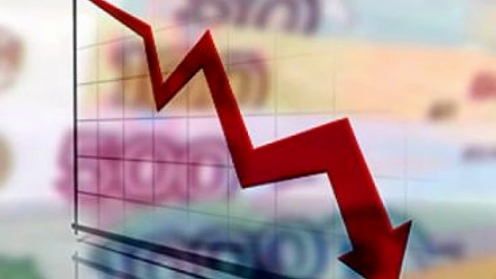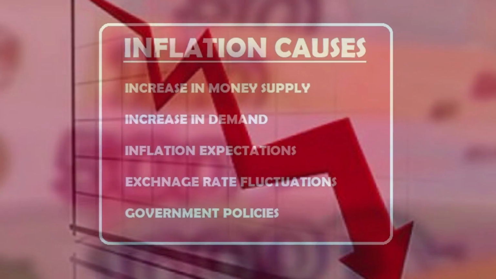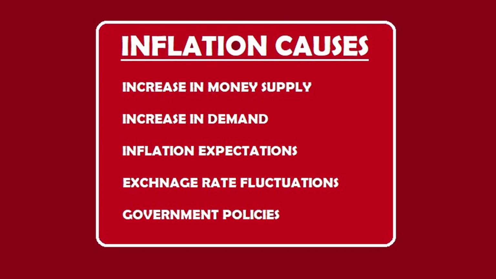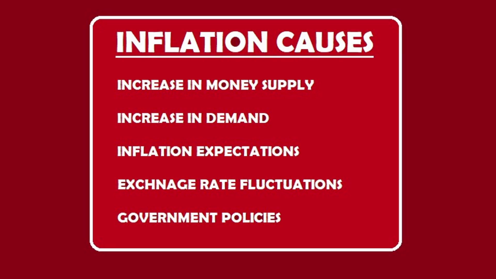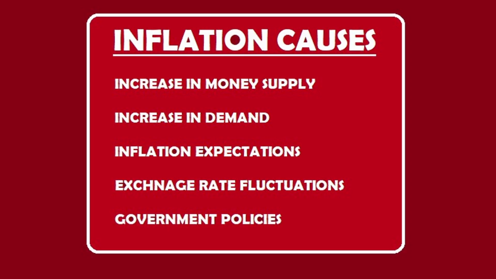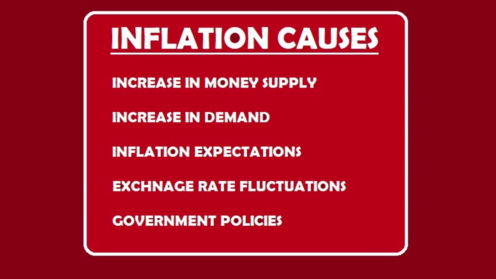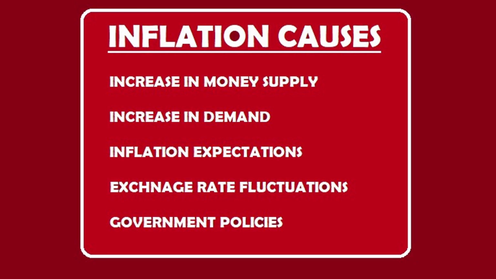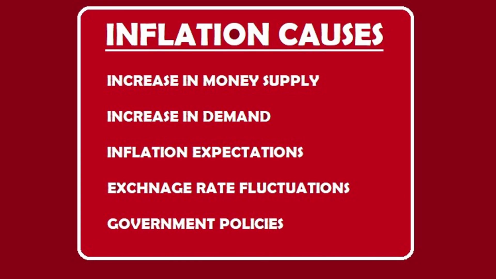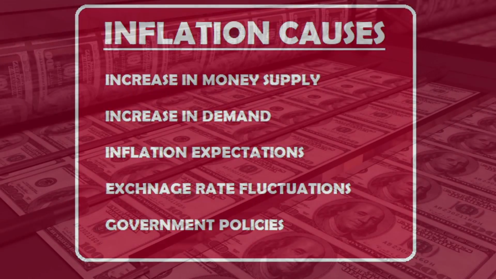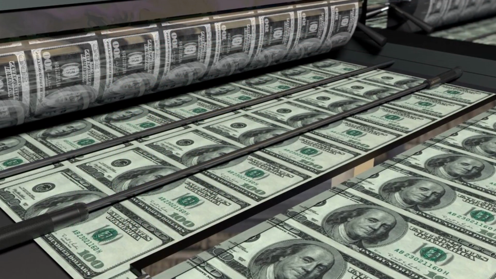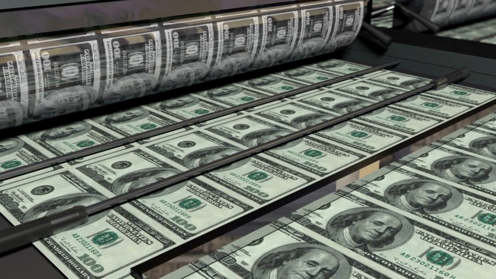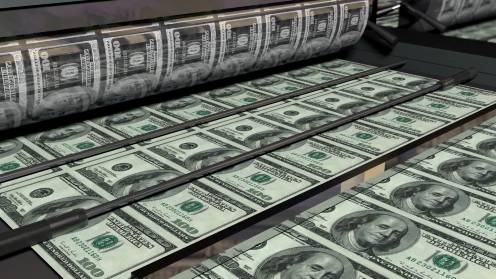But why does inflation occur? What is the cause of inflation? Inflation is caused by a variety of factors. Increase in the money supply. One of the main causes of inflation is an increase in the money supply. When the central bank prints more money and makes it available to banks, it can lead to an increase in consumer spending and investment, which can drive up prices.